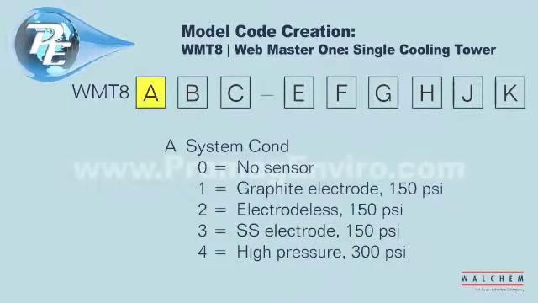The model code begins with WMT8. The first selection is System Conductivity. The number 0 represents no sensor. The number 1 represents graphite electrode, 150 psi. The number 2 represents electrodeless, 150 psi. The number 3 represents stainless steel electrode, 150 psi. And the number 4 represents high pressure, 300 psi.